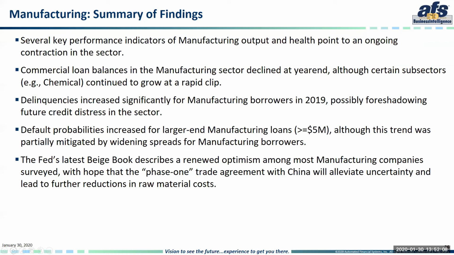So as 2019 came to a close, there were some signs that manufacturing would rebound in 2020, but nothing concrete has materialized just yet. Various manufacturing KPIs were flashing red as a 4Q, like the Industrial Production Index, and correlating with that, loan balances were down for the sector when compared to the year ago period. Manufacturing delinquencies increased year over year, as did the default probabilities for larger borrowers in this industry. Thankfully, those surveys of manufacturing companies in the Fed's latest Beige Book point to a renewed level of optimism thanks to the prospect of at least partial trade resolutions with China.